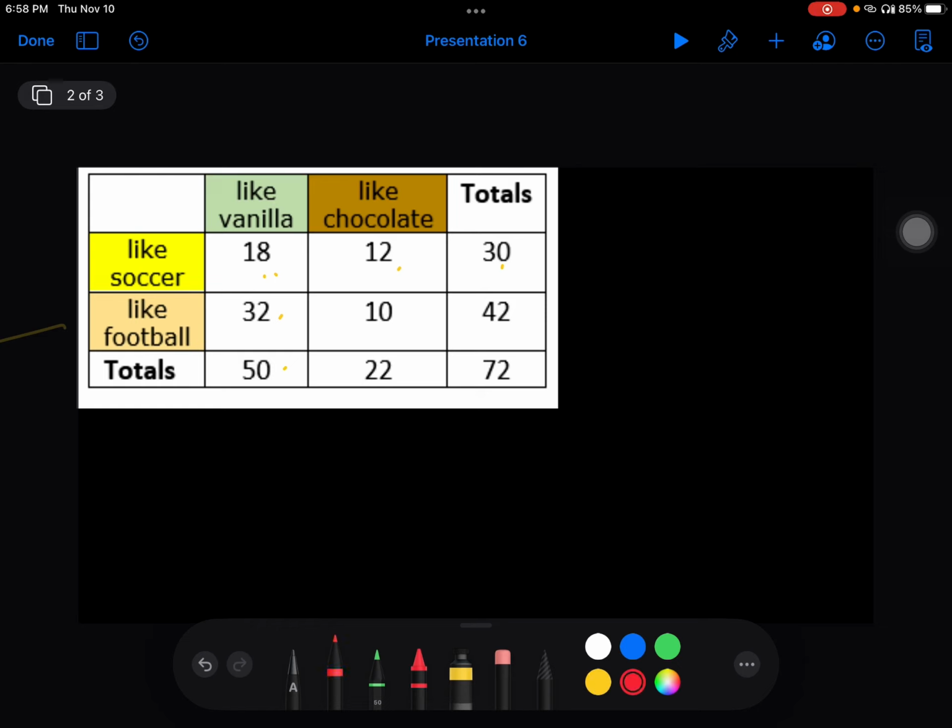So just like the last example, let's say we want to know the probability that somebody likes soccer given that they like vanilla. Well, let's look at all of those who like vanilla. That's 50. So 50 is our denominator. And of those who like vanilla, 18 like soccer. And we can reduce this if we want. That's 9 out of 25.